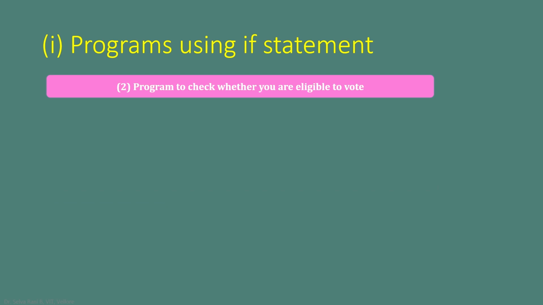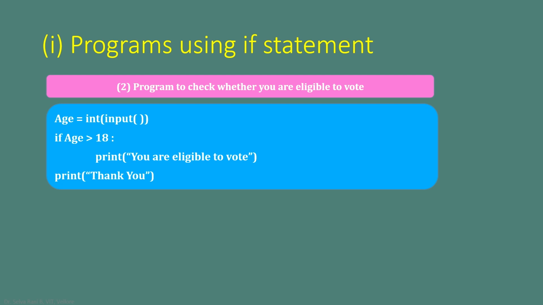Let's see one more example. Let's write a program to check whether you are eligible to vote or not. To check the eligibility for voting, we are reading the age of the candidate as input. And we are checking the condition: if age greater than 18, then only the candidate is eligible for voting. So we are printing 'you are eligible to vote' inside the if construct. And we are displaying a thank you message which follows the if construct.